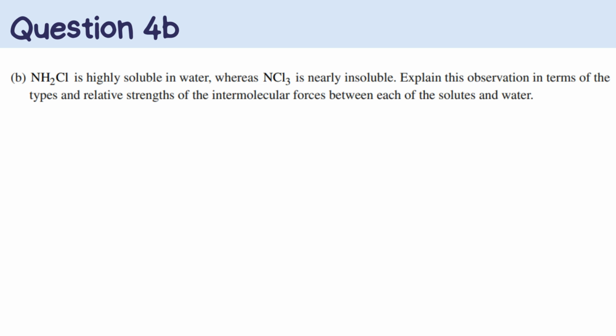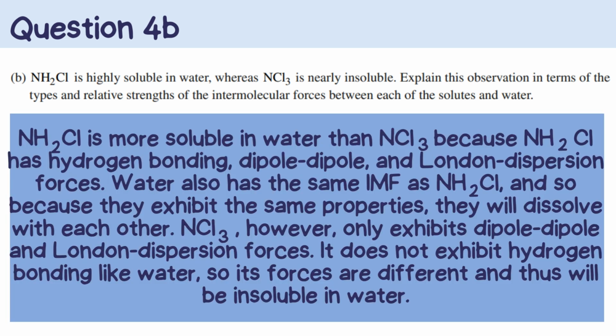So to answer this question, we can say that NH2Cl is more soluble in water because it exhibits all 3 of the same intermolecular forces as water. And so because they have the same properties, they will dissolve with one another. For example, a polar compound will dissolve in water because water is polar. Again, make sure that you compare both.